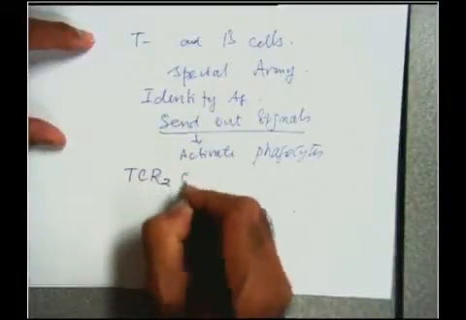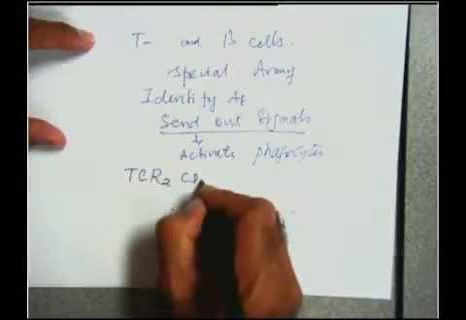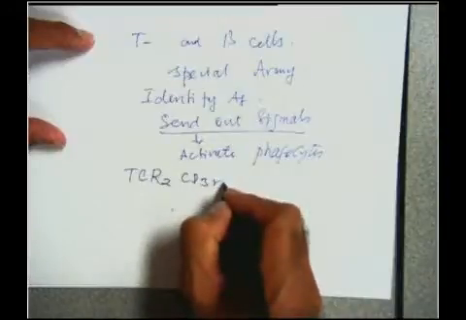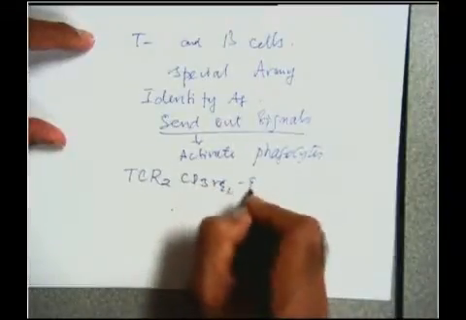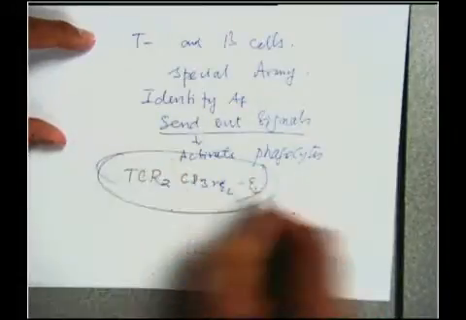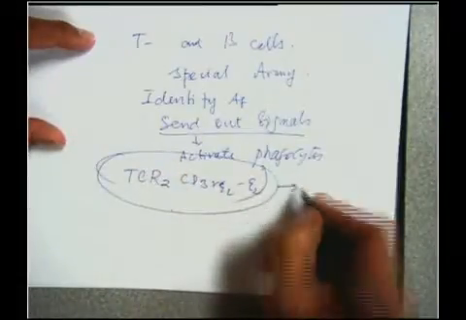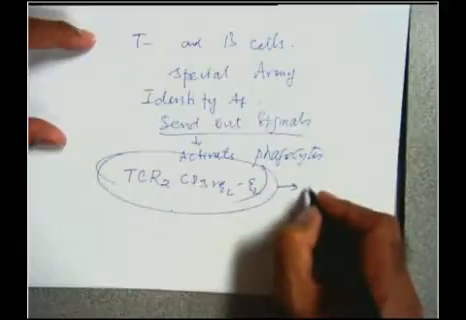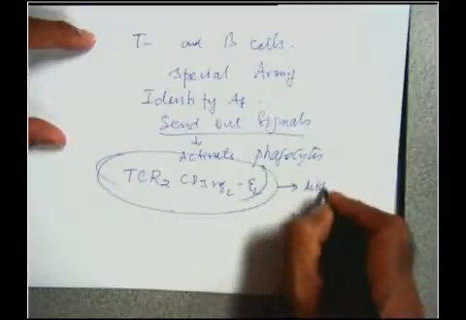And the complex of this TCR and CD3 has gamma, delta, and epsilon chains. All of them form a complex. This is the complex I talked about earlier. This is being activated.